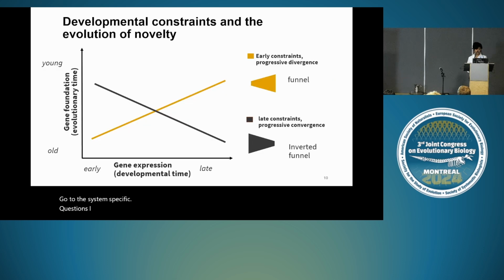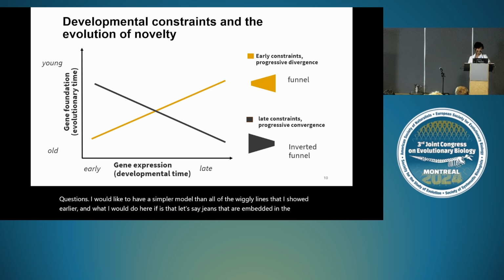I would like to have a simpler model than all of the wiggly lines that I showed earlier. And what I would do here is that, let's say genes that are embedded in the genome, they get founded over evolutionary time, but there is developmental time during which they are expressed in that particular organism. And what von Baer's model would say is that there are early constraints, and organisms, as they develop, become progressively divergent. So that would be this orange line.